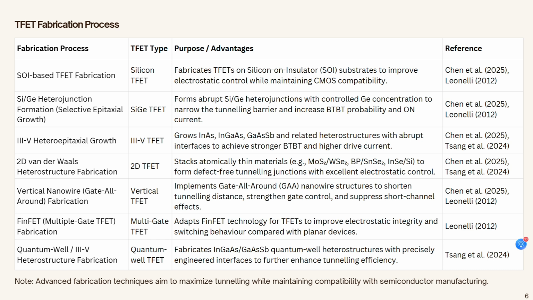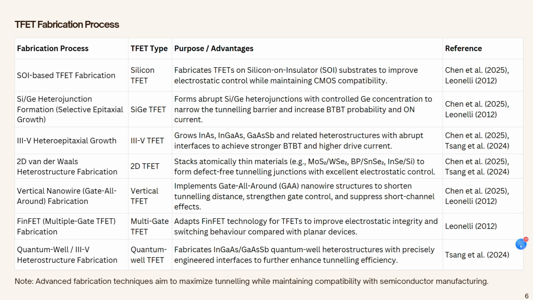For higher performance devices, group III-V heteroepitaxial growth is used. This process creates a broad interface between materials such as indium gallium arsenide and gallium arsenide antimonide, allowing carriers to tunnel more efficiently and producing higher drive current.